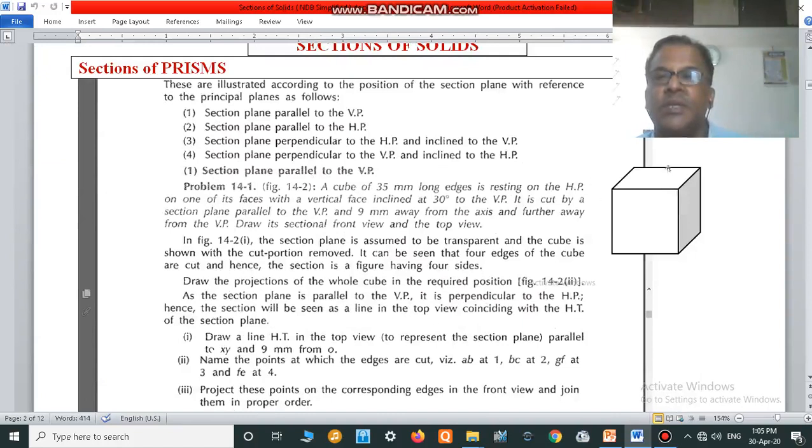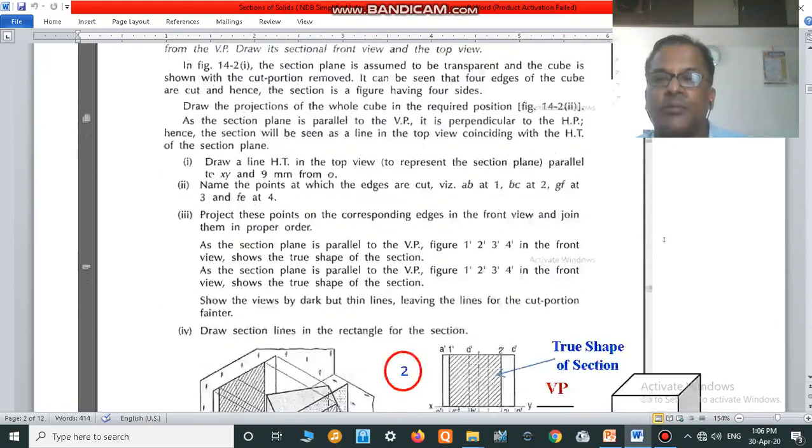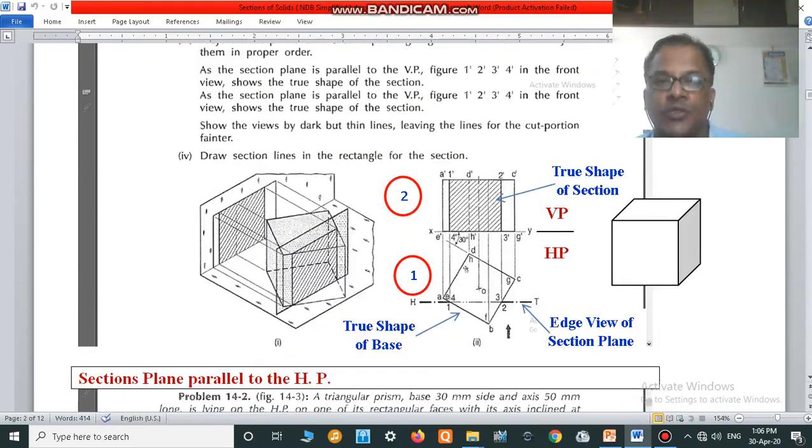Now we are going to see the simple case of a cube having the side as 35. It is given as resting on the HP on one of its faces. Now there are 6 faces. So one face is here at the bottom. Now that face is to be drawn here in the simple position. In the HP, these are the points. At the top of this cube, there are points ABCD. Similarly, EFGH. Now this EFGH is on the reference line, and this EFGH is drawn initially in true shape.